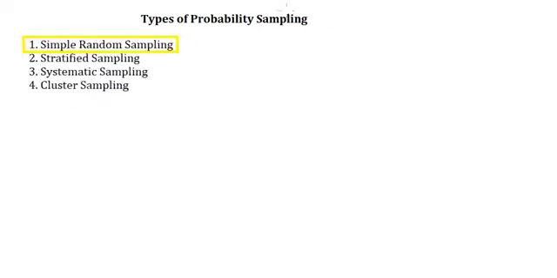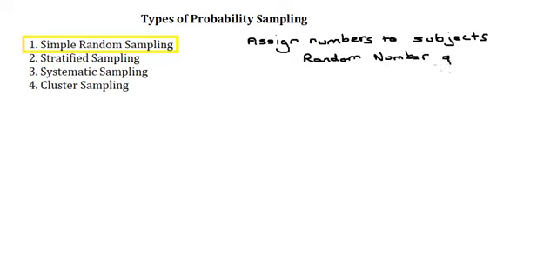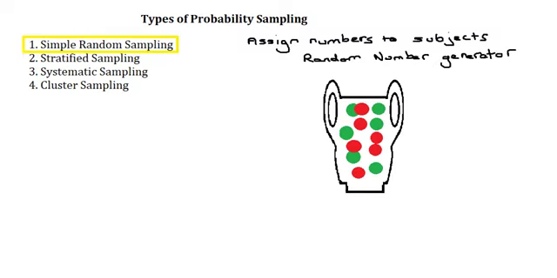Simple random sampling is, as the name suggests, a completely random method of selecting subjects. These can include assigning numbers to all subjects and then using a random number generator to choose random numbers. The members whose numbers are chosen are then included in the sample. The classic ball and urn is an example of this process.